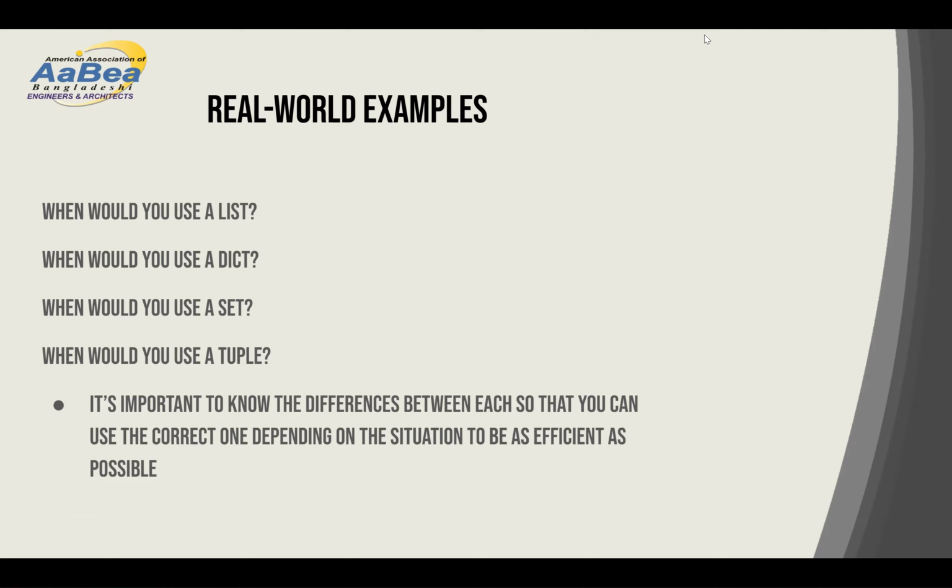How about a dict or a dictionary? When would you want to have a key mapping to a value, where you look something up in a book or something, and then you get a certain value from that? What's a real life instance of that?